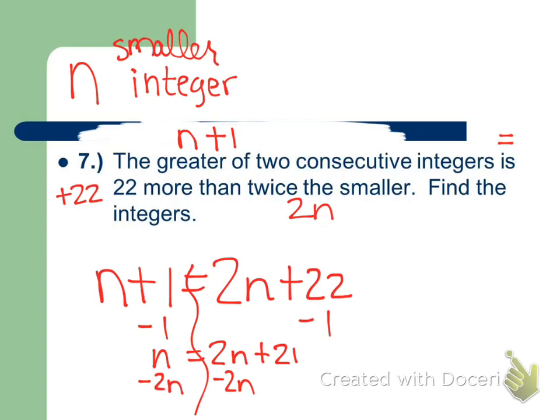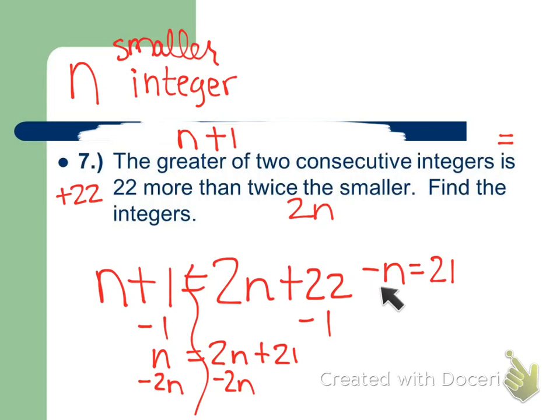That gives you negative 1n. Very good. Negative 1n equals 21. But we don't want negative n. What do we want? The variable all alone. So we don't want a negative sign in front of it. We want it to be a positive.